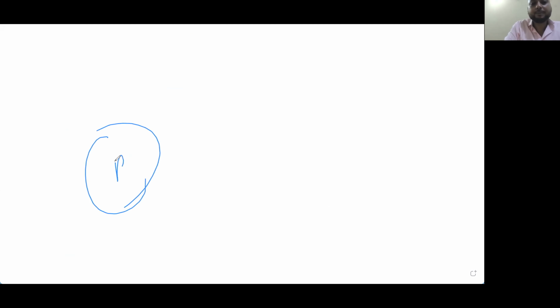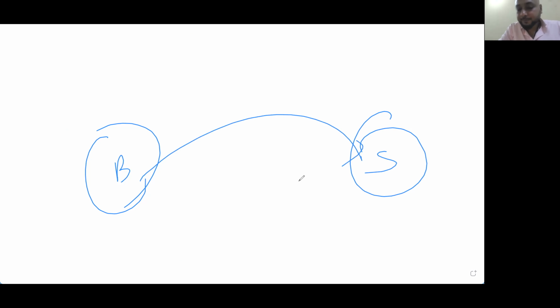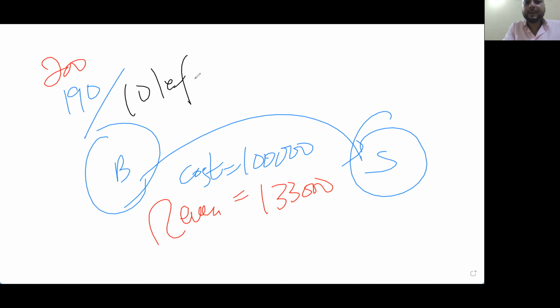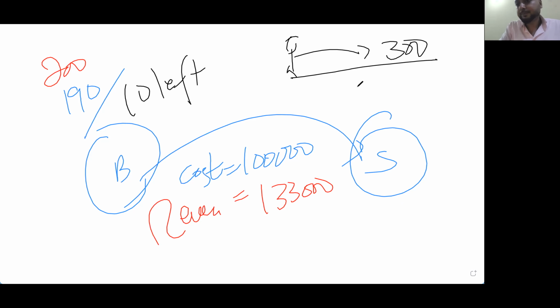So, from Beijing to Shanghai, the cost is 100,000 and our revenue is from 200 seats, 190 occupied, 10 left. So it means there is still capacity for 10 people, and one person came and said, take 300 and fly me from Beijing to Shanghai. Now, the question is, would you agree to allow him or not?